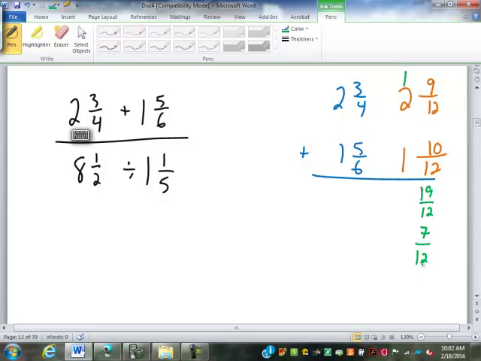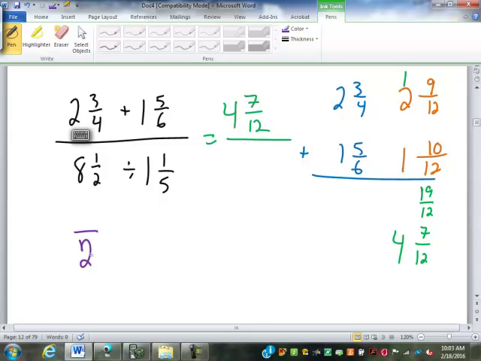So we keep the 7/12, carry the 1. Everybody see where the 7/12 came from? All right. So we carry the 1, we get 4 and 7/12. So on top of this is 4 and 7/12. Now what? Bottom.